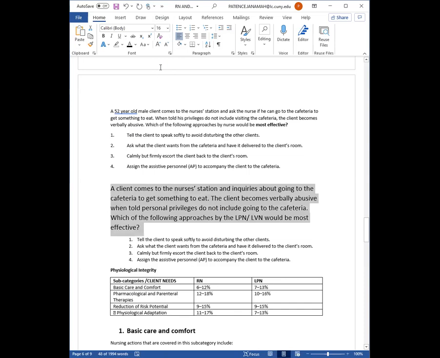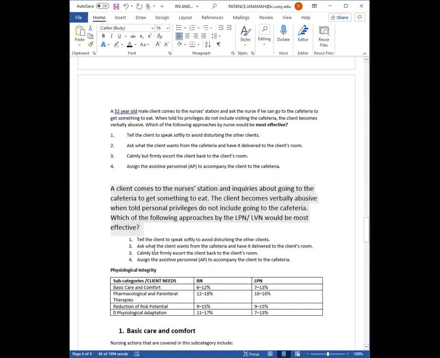Or bigger. A client comes to the nurse's station and inquiries about going to the cafeteria to get something to eat. The client becomes verbally abusive when told personal privileges do not include going to the cafeteria. Which of the following appropriate approaches by the LPN or LVN would be most effective?